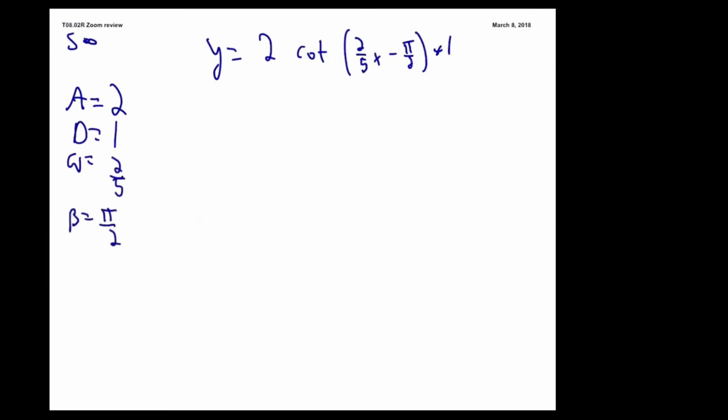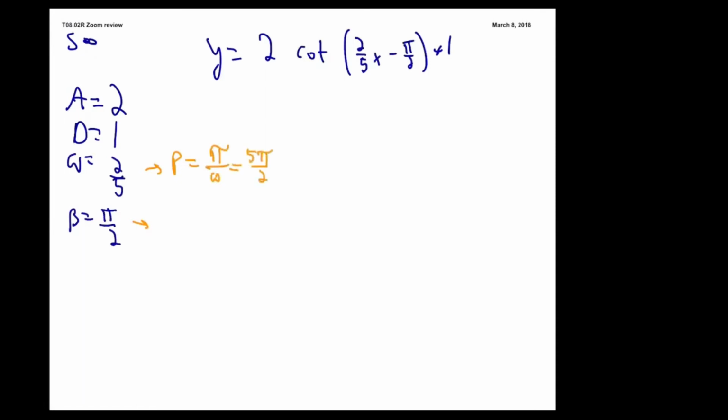What can we get from omega and beta? You can get the period from omega, which is 5 pi. Don't skip the pi. Well, 2/5 p is equal to 2 pi. Or pi. 5 pi over 2. It's pi, not 2 pi. All right, but it's cotan, so it's pi. Oh, my bad.